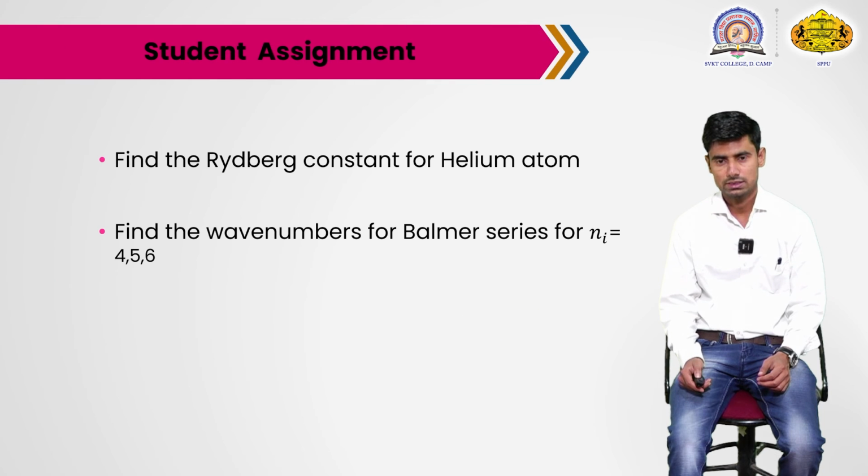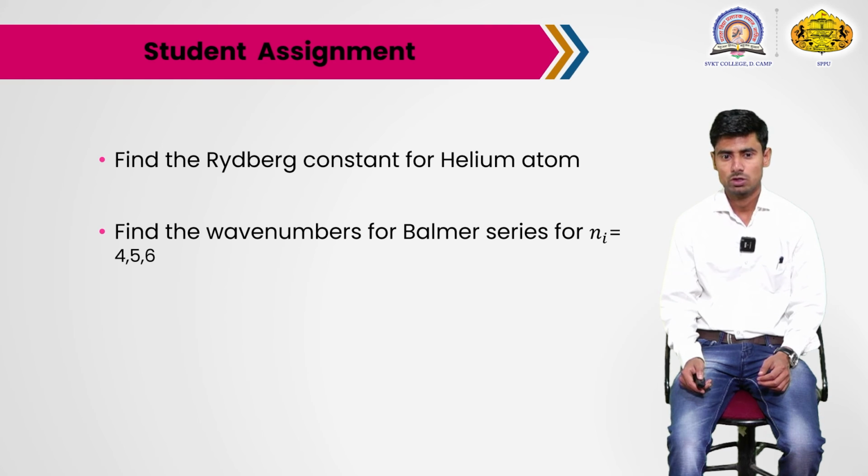Now let's do some assignments. Students have to solve the following assignments. The first question is, find the Rydberg constant for the helium atom. We have just seen the formula for how to calculate the Rydberg constant for various atoms. By substituting the mass of the nucleus of the helium atom, you can find the Rydberg constant for the helium atom.